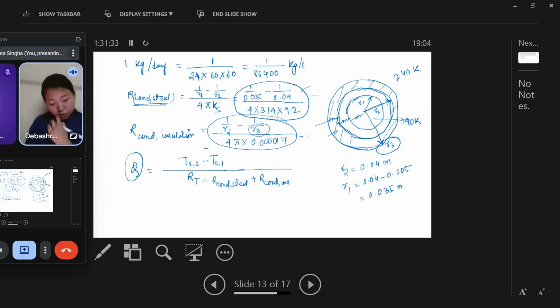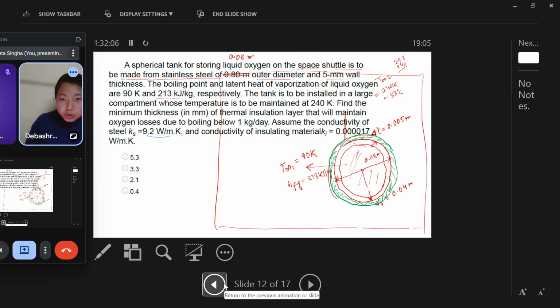And how will you find out this Q? They have given you the latent heat of vaporization and they have given you how much mass it's getting lost. So if you just calculate mass into the latent heat of vaporization, you'll get the Q. So you just multiply this with HFG. How much is HFG given? 213 kilojoule per kg.